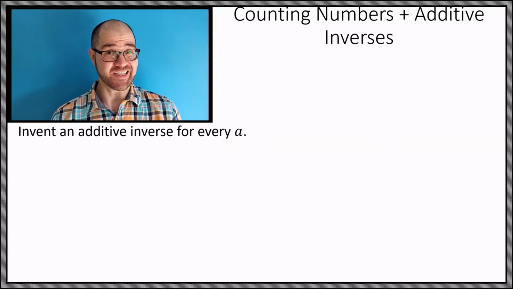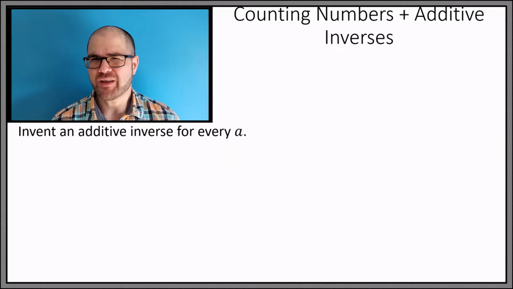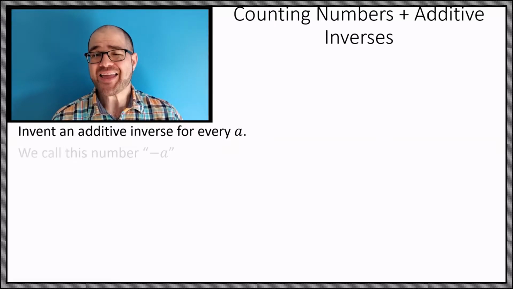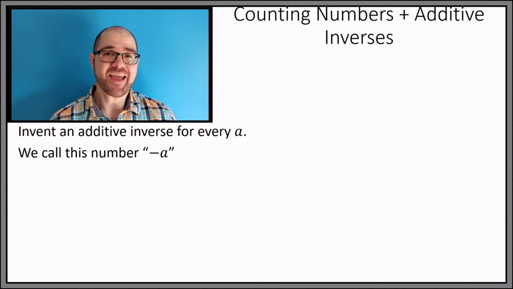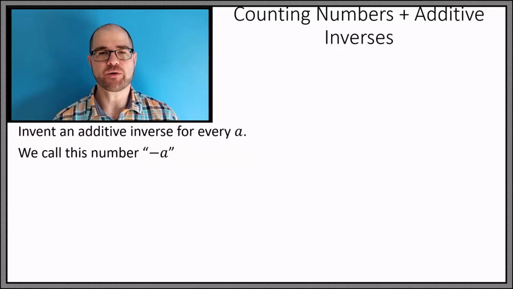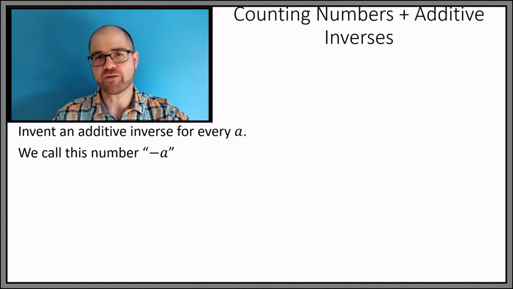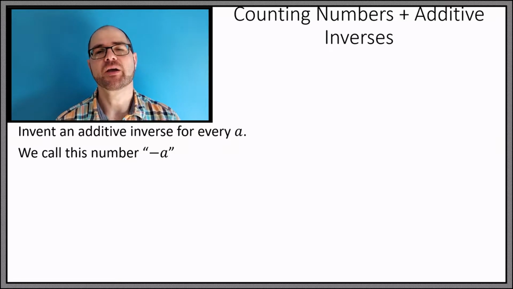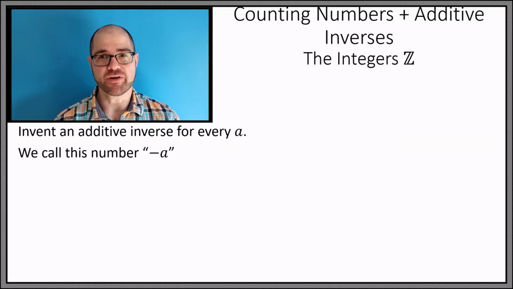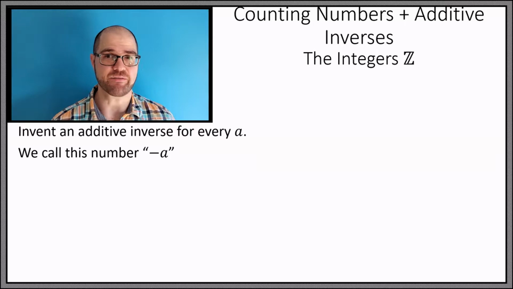So we just declare that they exist. If only other problems in life could be solved by fiat. Whatever a is, we declare that it has an additive inverse, and we use the symbol minus a to represent this new number. And now we have all the integers, natural numbers and negatives.